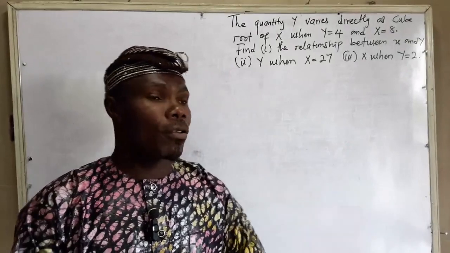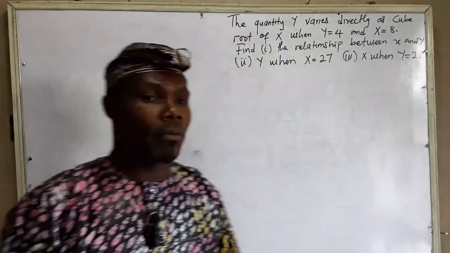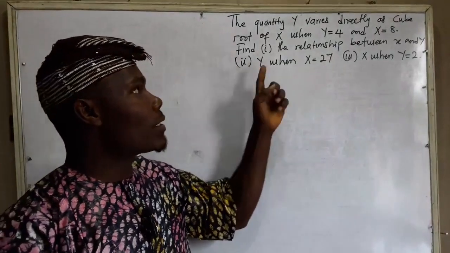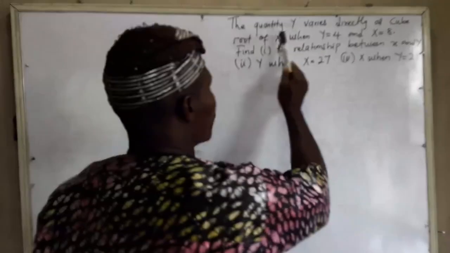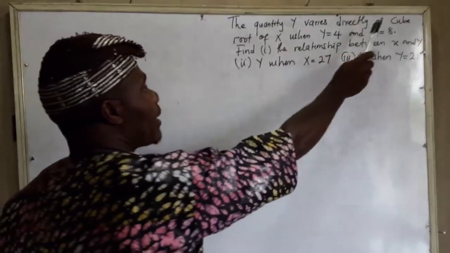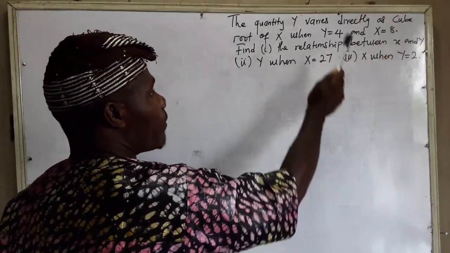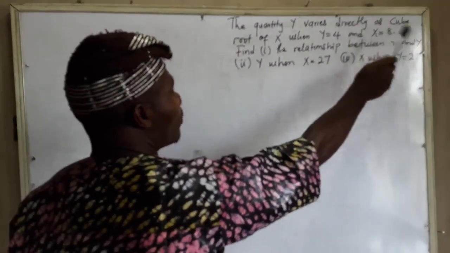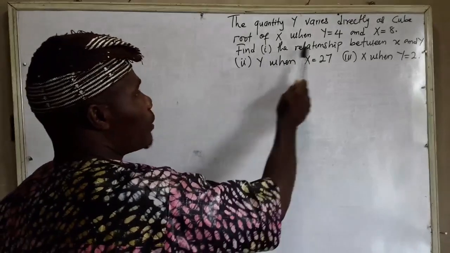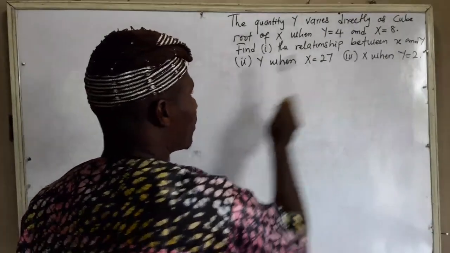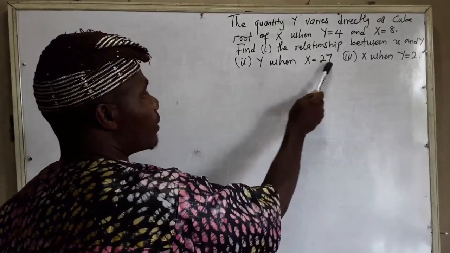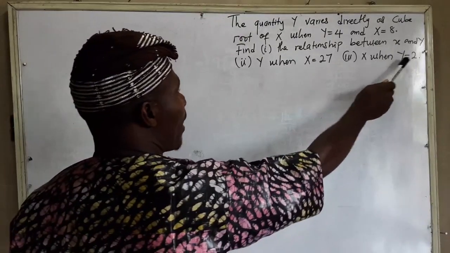So we are here to solve a question on variations. The question is this: the quantity y varies directly as the cube root of x. When y is equal to 4, x is equal to 8. Find the relationship between x and y. 2. Y when x is 27. X when y is 2.